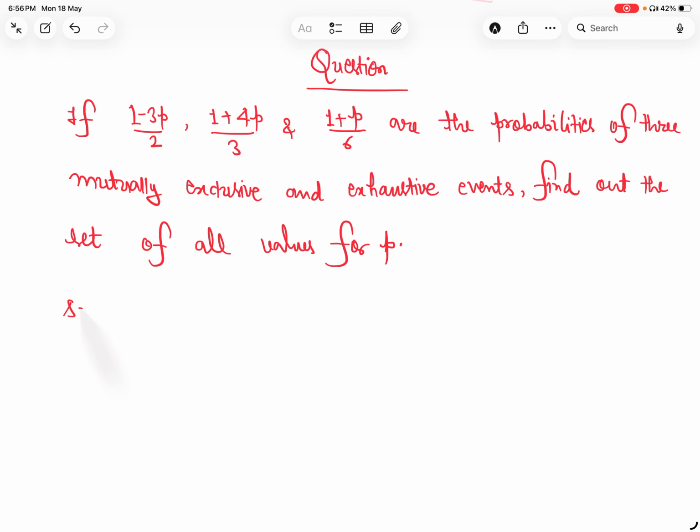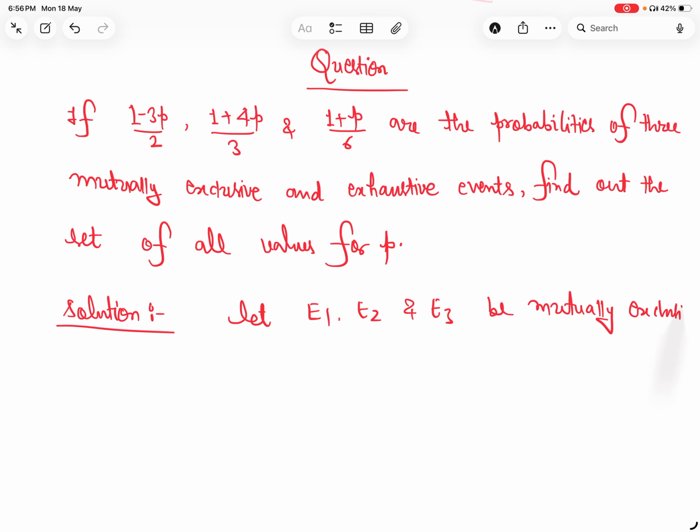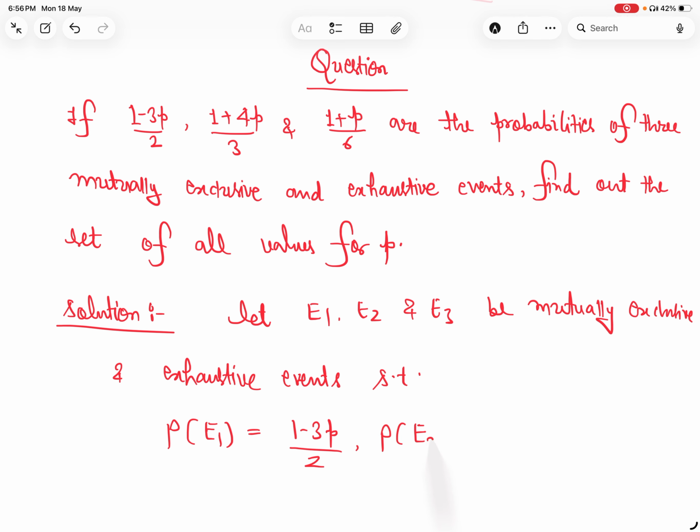Let's see its proof. Let E1, E2, and E3 be mutually exclusive and exhaustive events, such that probability of E1 is equal to 1 minus 3p by 2, probability of E2 is equal to 1 plus 4p by 3, and probability of E3 is equal to 1 plus p by 6.